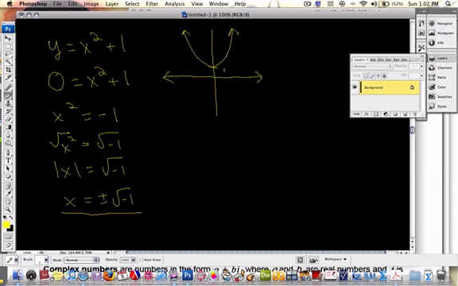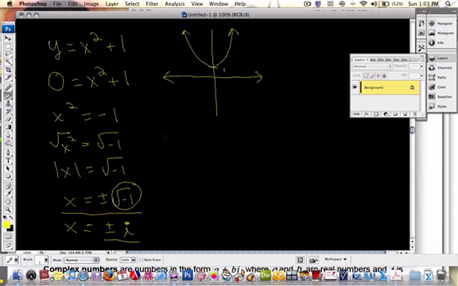The way that people decided to deal with these is to give this value a name, and they named it i, standing for imaginary, and the square root of negative 1 they call the imaginary unit. And we're going to base all other imaginary numbers on this imaginary unit.